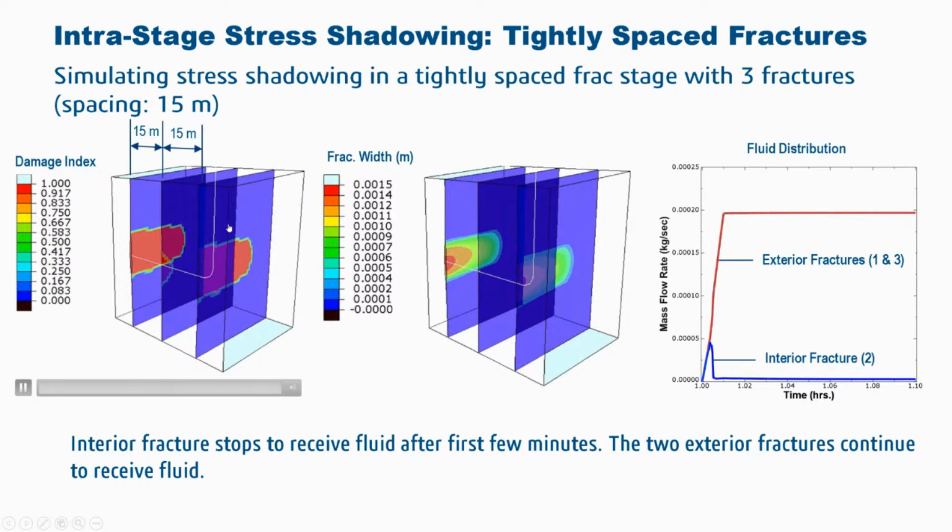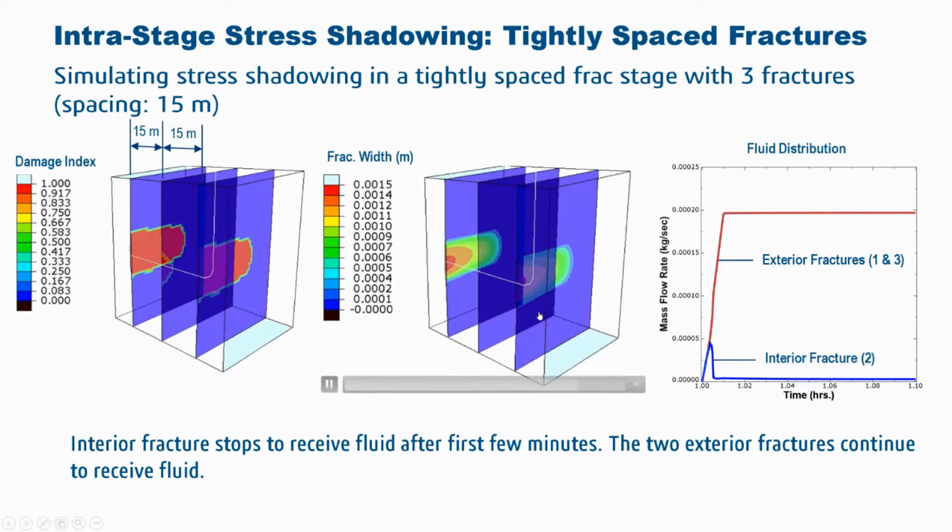In these kinds of systems, we can also capture what we call the fluid distribution. What's the fluid distribution between different fractures? In this particular example, you'll see that after a certain point of time, there's a non-zero flow rate only in fracture 1 and 3, which refer to the exterior fractures, and there is no flow into the interior fracture. That is happening because the middle fracture is being suppressed due to intrastage stress shadowing, and as a result, after a certain point of time, this fracture stops accepting any fluid. So you only see fluid flow in the exterior fractures and not in the interior fracture.